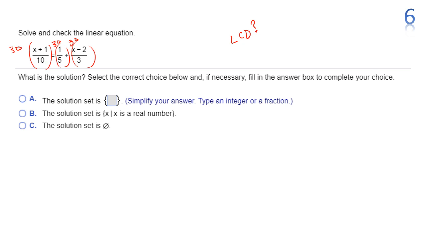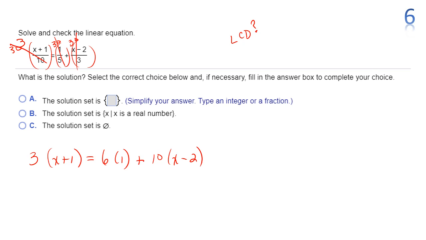So when you cross cancel these, you divide. 10 divided into 30 is 3. So that will leave 3 with that x plus 1, which we're going to put in parentheses. Then divide with the next term. 30 divided by 5 would leave 6 with that 1. Plus 30 divided by 3 would leave 10 with that x minus 2.